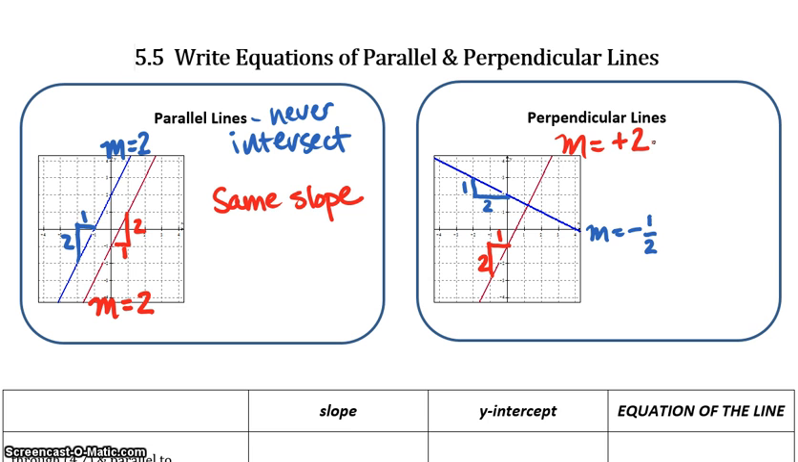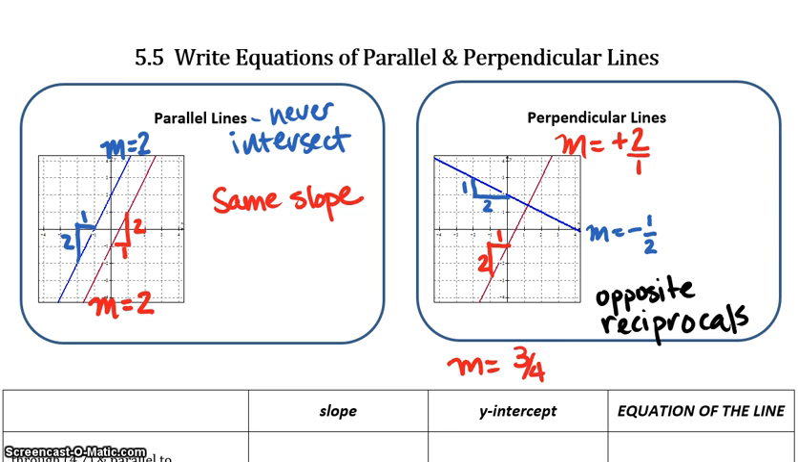Now if you look at the 2 versus the negative 1 over 2, we could call this 2 over 1, and we see that not only does the sign change from positive to negative, but the slope actually flips. So instead of 2 over 1, it's 1 over 2, and vice versa. So what we call that is opposite reciprocals. So for instance, if the slope of one line was 3 over 4, the slope of a line perpendicular to that would be negative, because we changed the sign, and we flip, so 4 over 3.